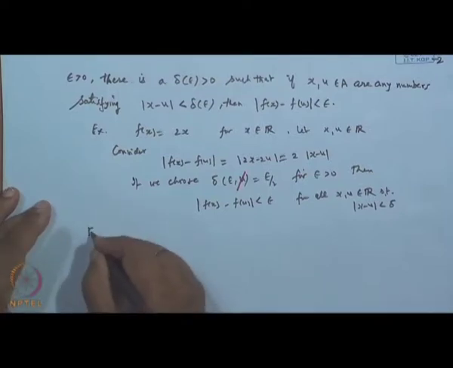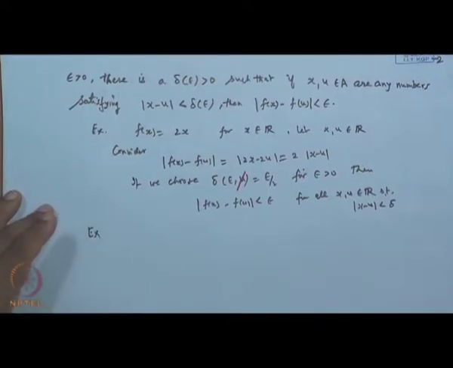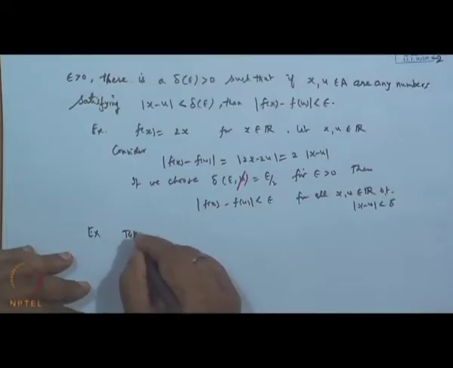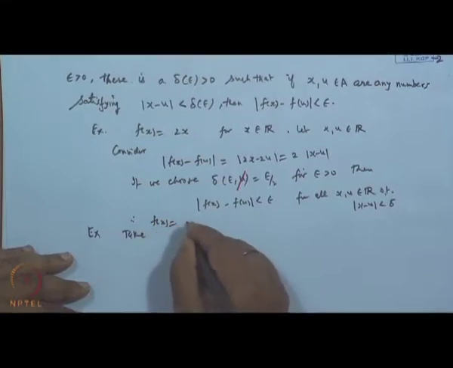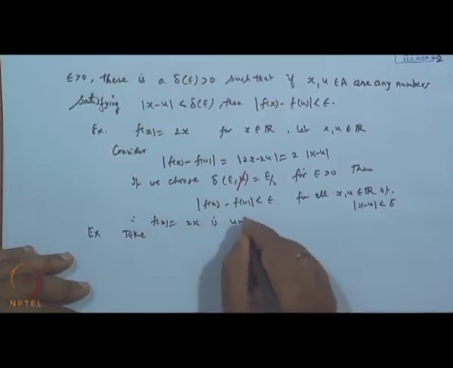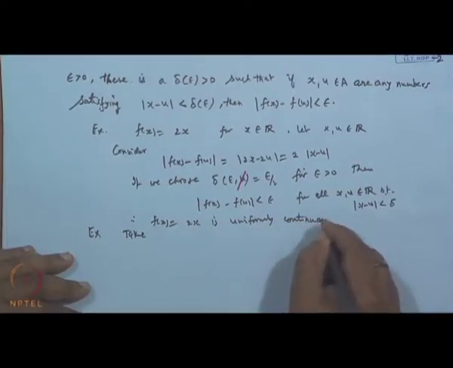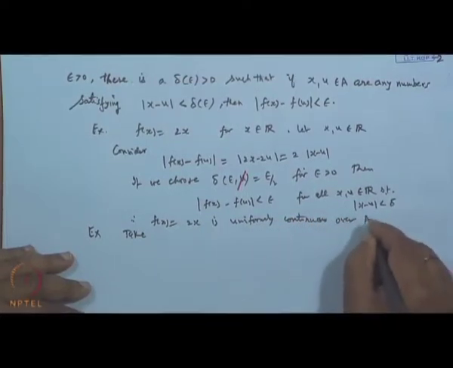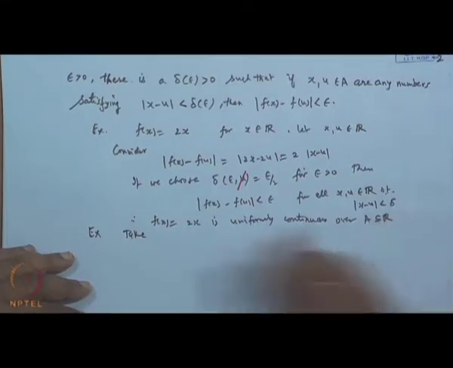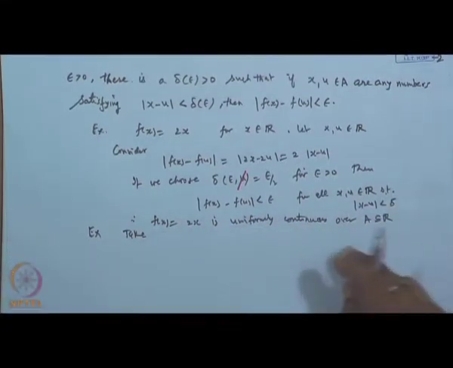However, there are functions which are only continuous, but not uniformly. For example, if we take the function f(x) = 2x, it is uniformly continuous over any set A which is a subset of R, over any subset of R, or entirely.